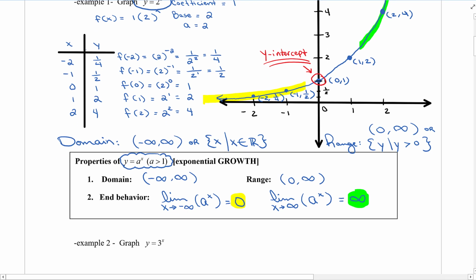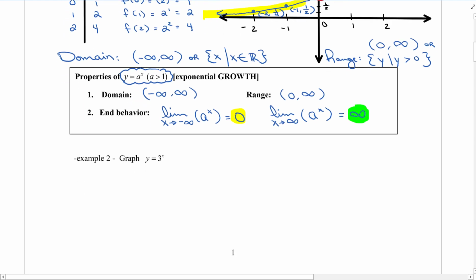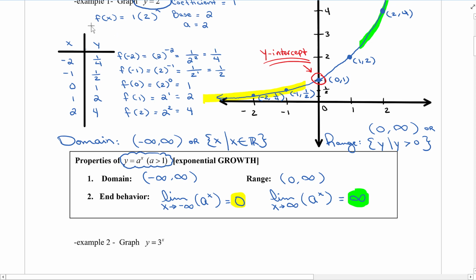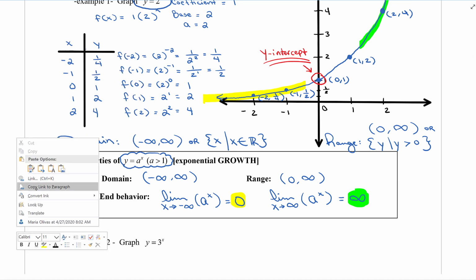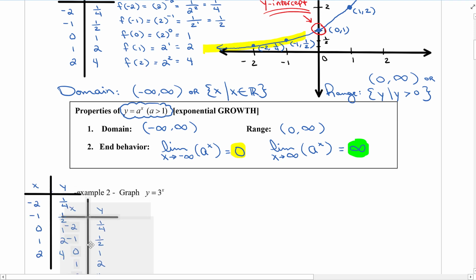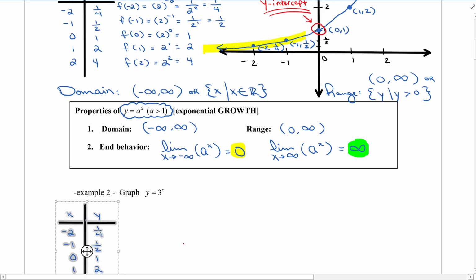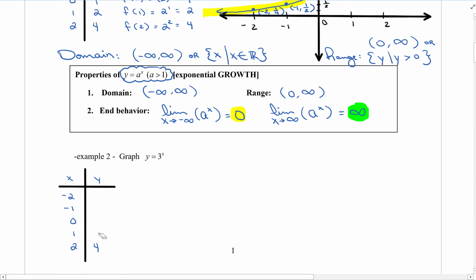Example 2. Graph y equals 3 raised to the x power. I'm going to go ahead and copy the table of values that I used for our first example, and I'm just going to erase the y values. But I'm going to use the same x values that I had originally chosen for my two-column table. The x values were -2, -1, 0, 1, and 2.